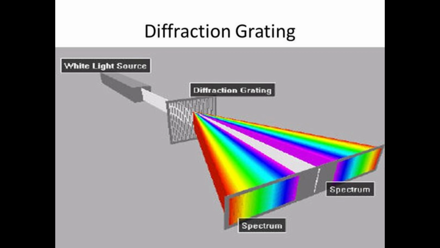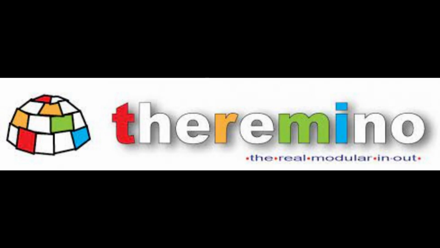A diffraction grating of 15,000 lines per inch is incorporated into the spectrophotometer to disperse the light into its components. The software we have used is the Theremino spectrometer tool, a spectrum analyzer available free online.